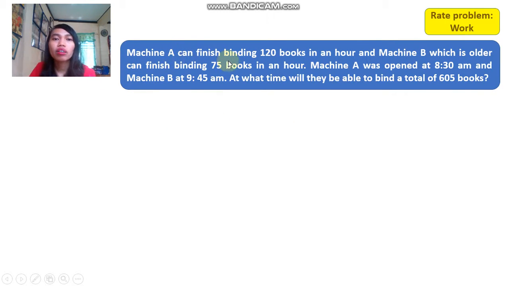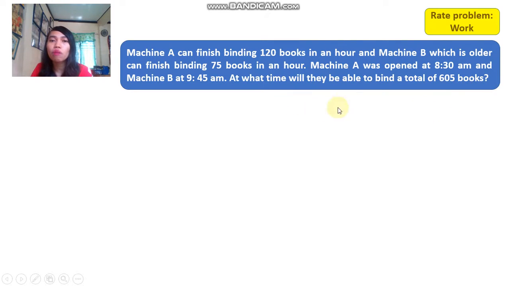Machine A can finish binding 120 books in an hour. And machine B, which is older, can finish binding 75 books in an hour. Machine A was opened at 8:30 a.m. and machine B at 9:45 a.m. At what time will they be able to bind the total of 605 books?